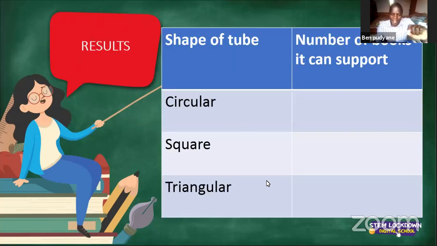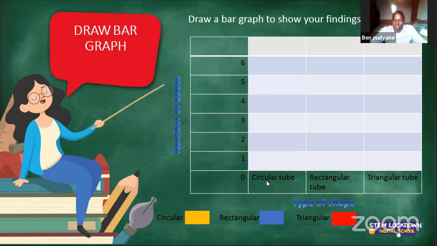We have the table. You must record the information here, the shape of the tube, and the number of books it can support. You write on the circular, it was 14. The square, we got only 6 books. Triangular, we got 6 books. This is what you must do. Thereafter, we don't end here. This is the data that we have collected on the investigation that we are doing.